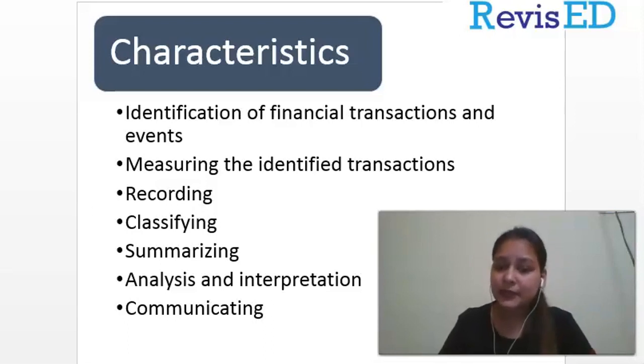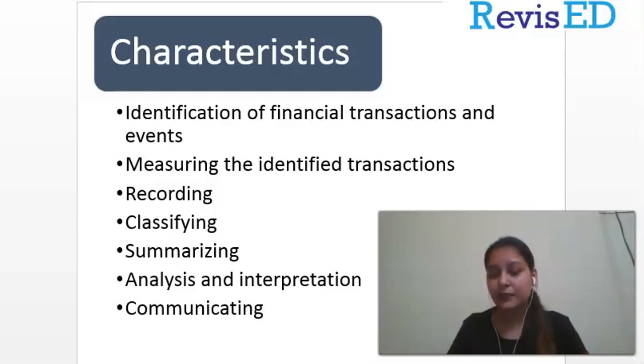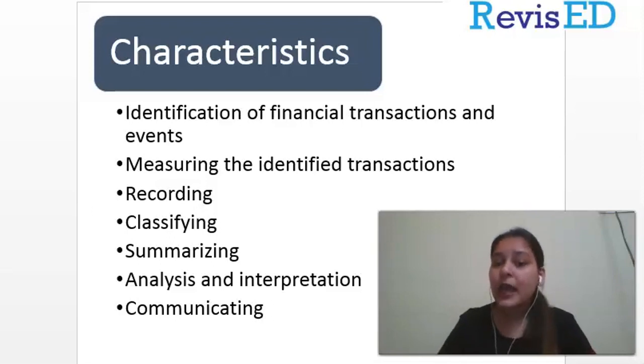After that, measuring the identified transactions. So first I'll identify which transactions I can record and which I cannot record. After that I'll measure, in terms of money I'll convert it. Then recording, again the same thing, I'll record the transaction. If I purchase, I'll record it. If I sold, I record it. Classifying means dividing into different categories. Summarizing means writing it in brief, like the balance sheet we prepare, the P&L we prepare to find out the position of the company. You are going to read in detail about the balance sheet and P&L in further chapters.